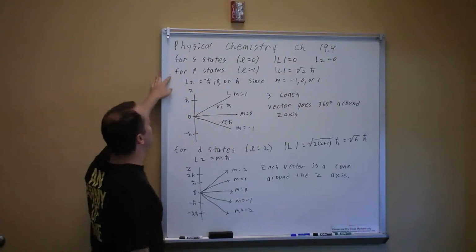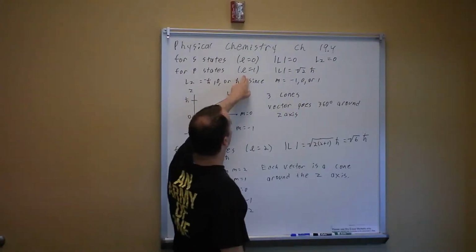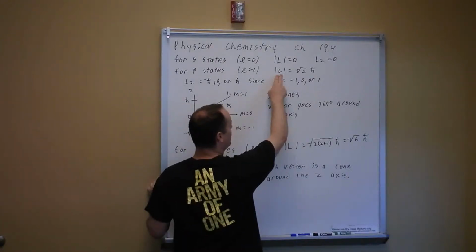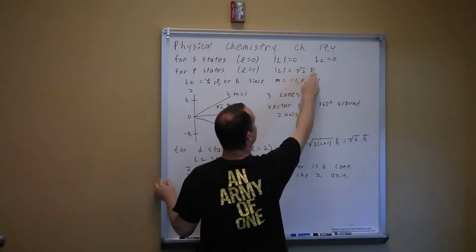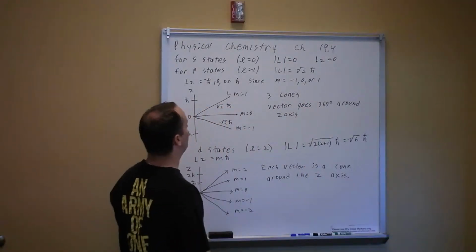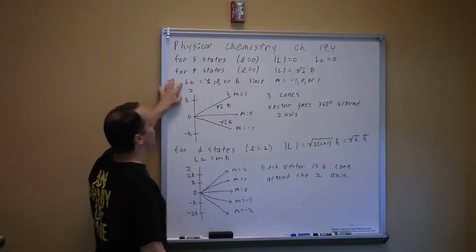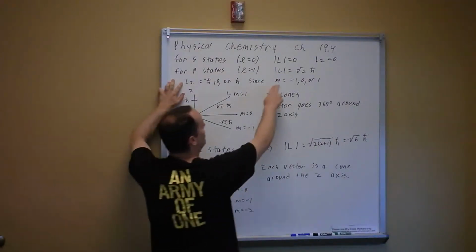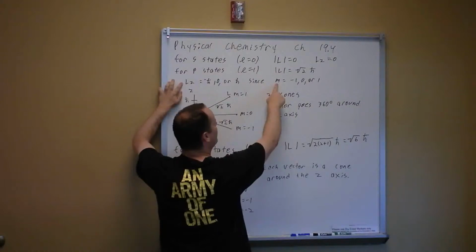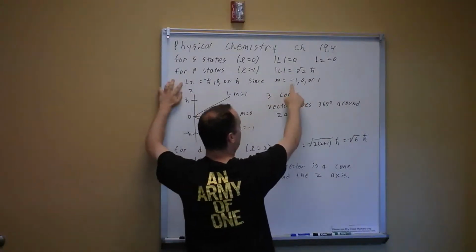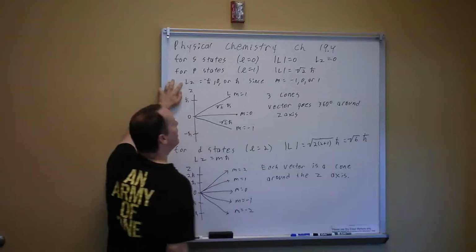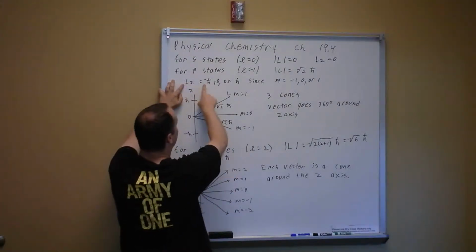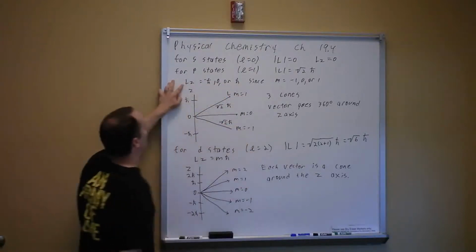Now for P shells, P orbitals, P states, whatever you want to call it, lowercase l is equal to 1. So using that formula I showed you before, the angular momentum absolute value is going to be root 2 h bar, the square root of 2 times h bar. Remember, h bar is Planck's constant divided by 2 pi. Now the z component depends on the other quantum number, lowercase m. So it could be minus 1, 0, or 1. Therefore, the z component of the angular momentum will be either minus h bar, 0, or h bar.